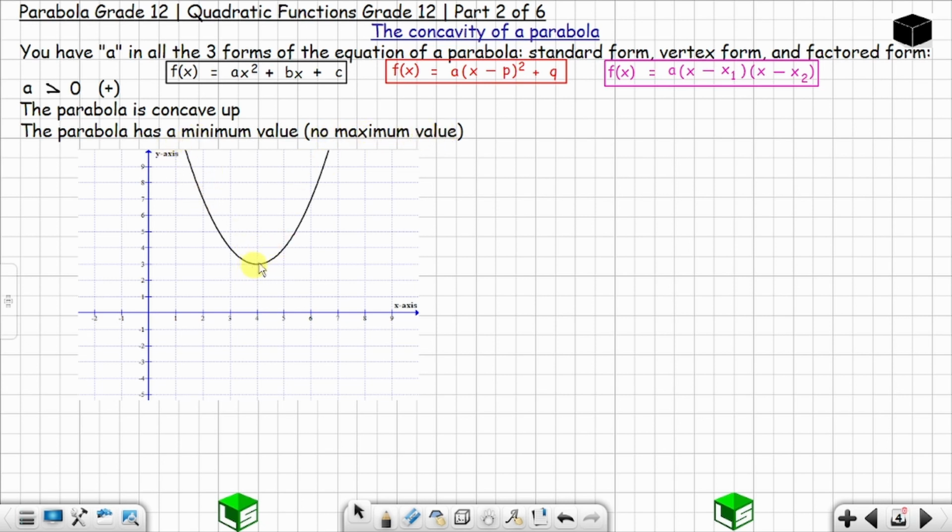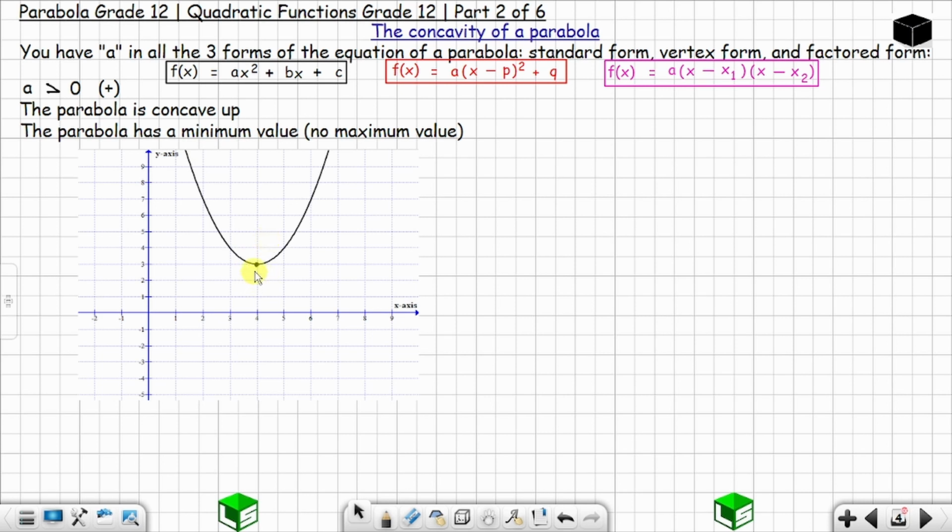This is the lowest point. It doesn't have any other point below this point. This is the lowest point of this parabola, and the parabola still continues to infinity. So there is no maximum value. You only have the minimum value because this is the lowest point of the parabola. You don't have any other point below this point. So this parabola has got a minimum value when it is concave up.